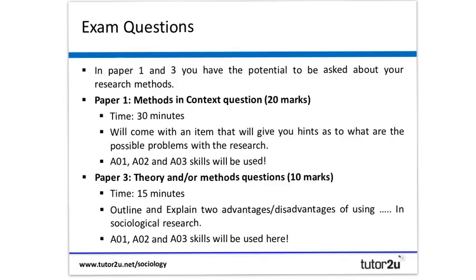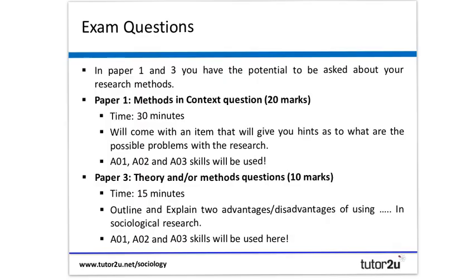Now let's start talking about some of the exam questions that could emerge overall here. Now obviously today's webinar is about paper 1 and 3, and now we're talking about just the questions that could potentially come up with research methods in mind. So we'll look at paper 1. Now you're very lucky, you are going to be given a methods in context question. Now this is 20 minutes in total, so the time that you'll spend on this particular question is 30 minutes.